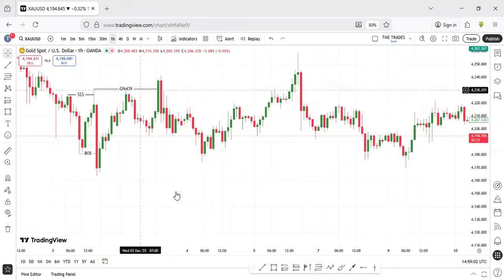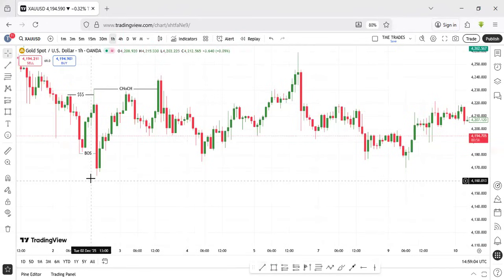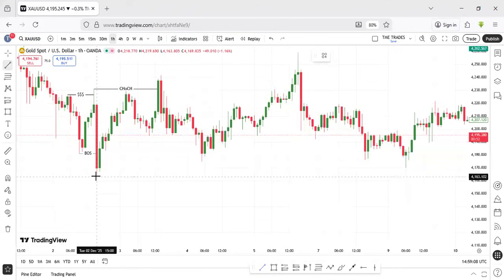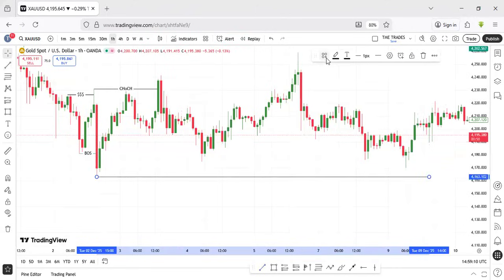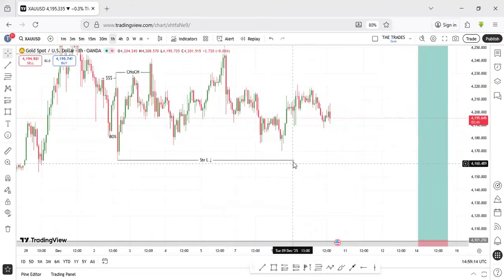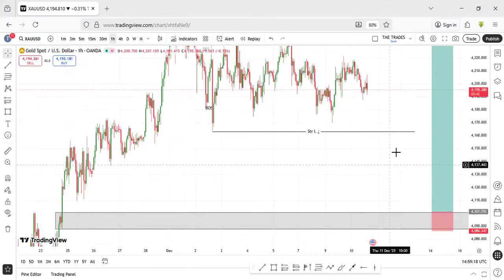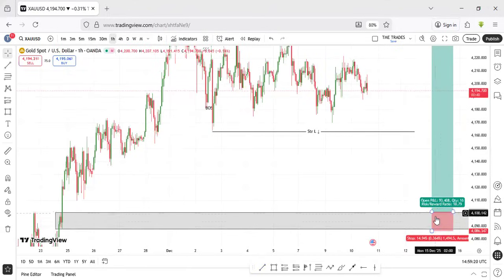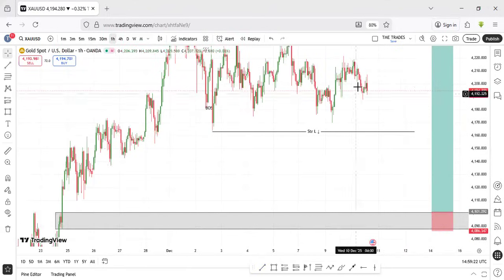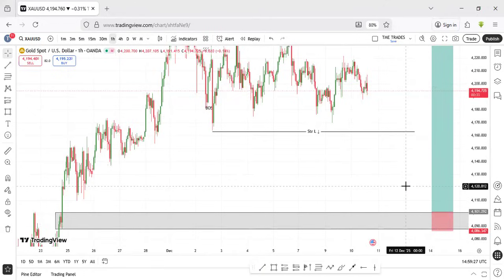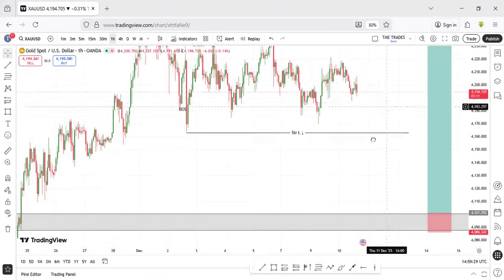And once this happens to be a change of character, then this has to be our very strong low. So this happens to be our very strong low that we don't want to see the market go below. Once the market goes below this low, then we should be expecting this market to start buying from this particular place, or to sell at least to this particular structure before we start seeing any other buy movement to the upside.